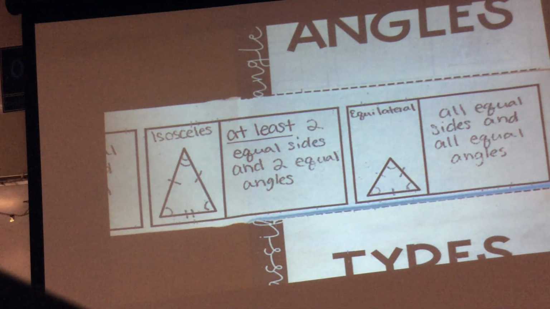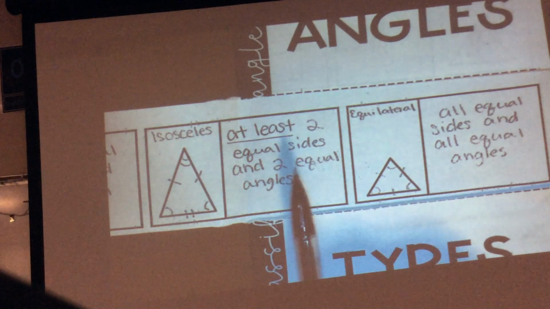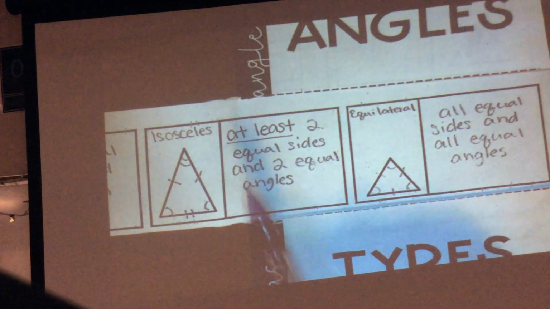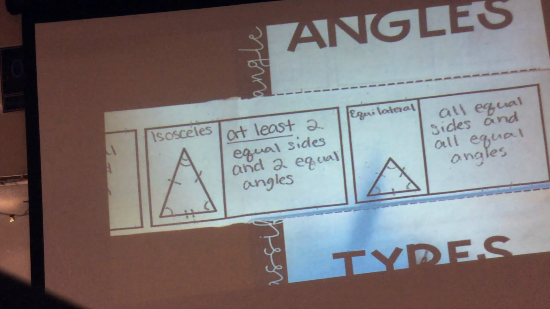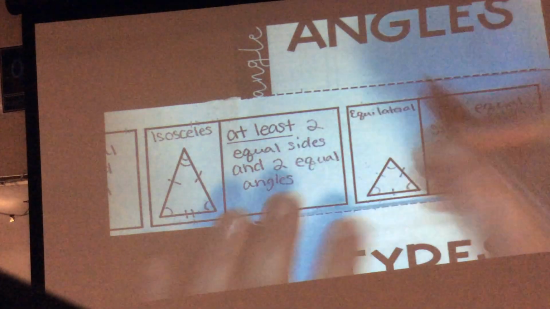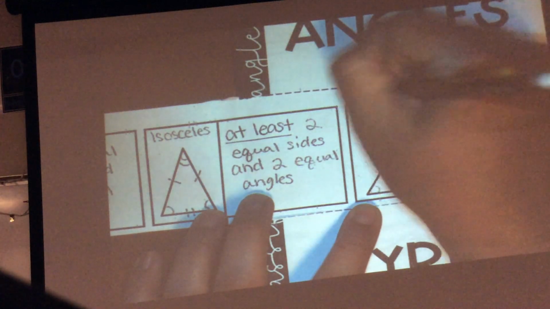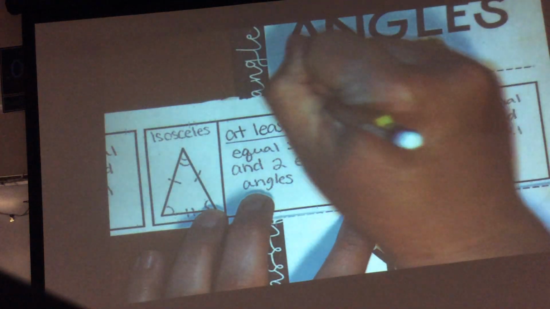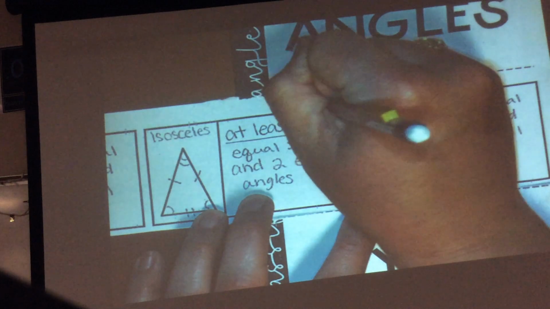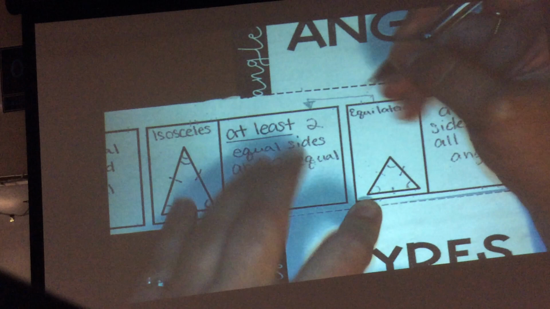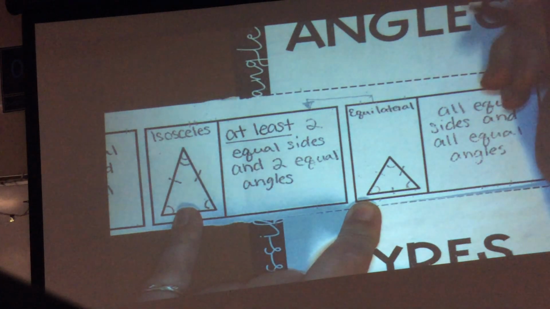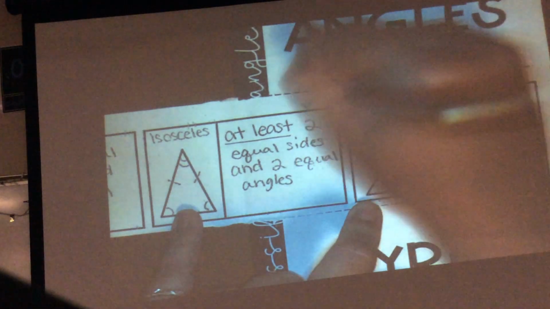Okay, I need you to draw something. So you know how we said at least 2 equal sides on isosceles? Can isosceles be an equilateral triangle then? Yes, because there's 2 equal sides. Because in an equilateral, all sides are equal, right? So I want you to draw a line from here to here. And I want you to say equilateral triangles are always isosceles.